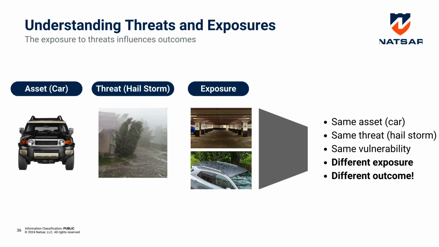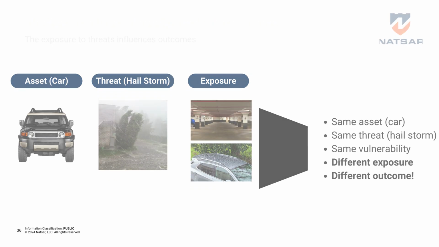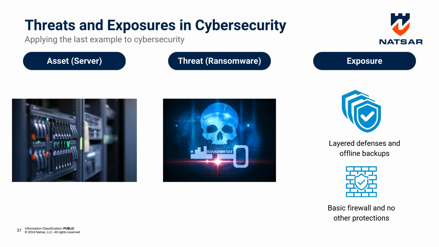Now let's take that example and move it into the cybersecurity realm. In this instance, the asset is a server. We have a server sitting in a data center. The threat is ransomware. For the exposure, on one hand, we have a server sitting in a data center with a ransomware attack being levied against it, but this server is sitting behind a layered defense, or defense in depth, network. So it's got intrusion detection and prevention, next-gen firewall, endpoint detection and response, offline backups, all the best practices you would think of for combating ransomware. Versus on the bottom, we have just a basic firewall with no other protection. So yes, it has a firewall, but it doesn't have any of those other things that I just mentioned.